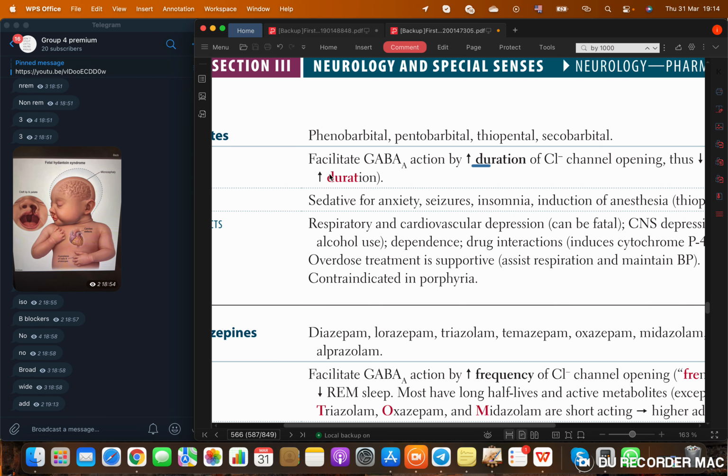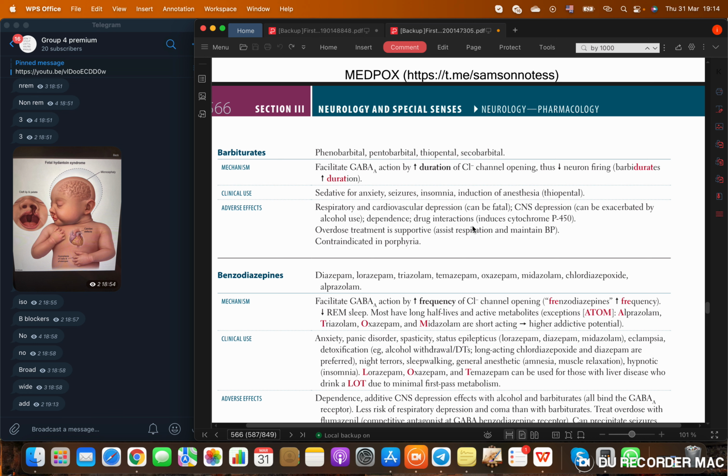Clinical use: sedative for anxiety, seizures, insomnia, and induction of anesthesia. Okay, I will stop at this one. Why? Because all of these sound kind of bad, okay, but they are not going to kill you that quick. And we can give them as phenobarbital tablets, okay? Highly addictive. We stopped doing this these days. We don't do it. There are so many other medications we can give.